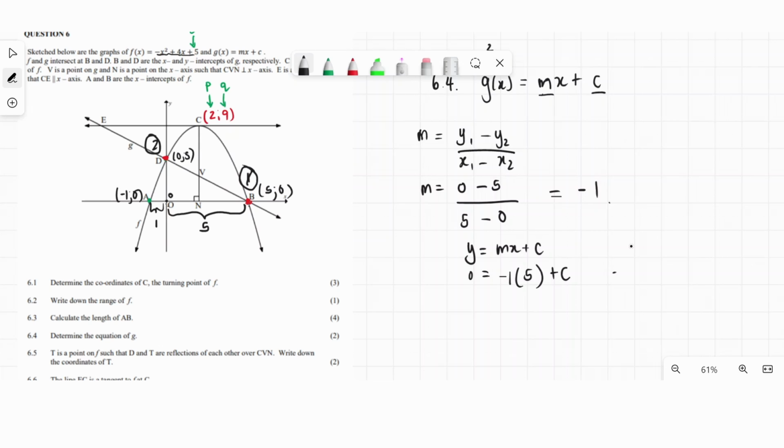This is the same as having what? A +5, right, which is equals to c. So that's going to be our c. g of x is going to be equals to what? It's going to be equals to -x, right, plus 5. And you're done with this question.